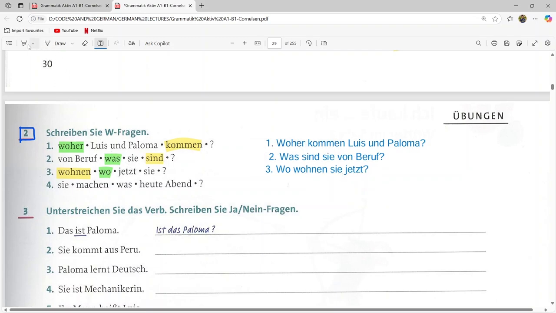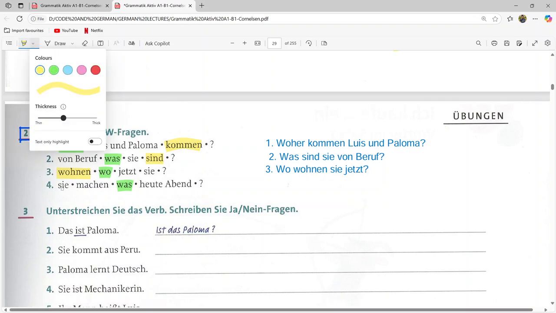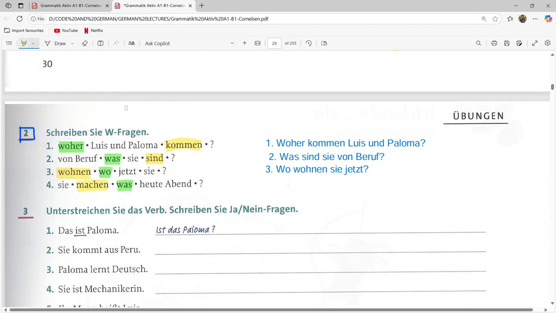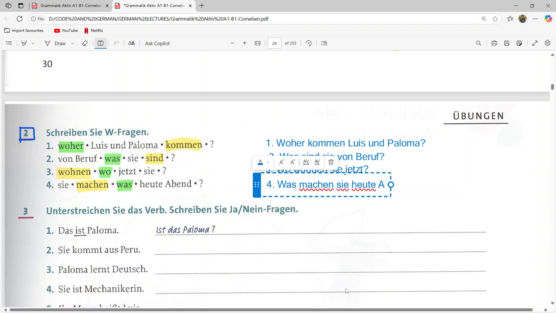Okay, next one. The verb is in the yellow color, and the W-Frage is in the green color. So now let us write the sentence. Was, then the verb machen, Sie heute Abend. What are you doing this evening?